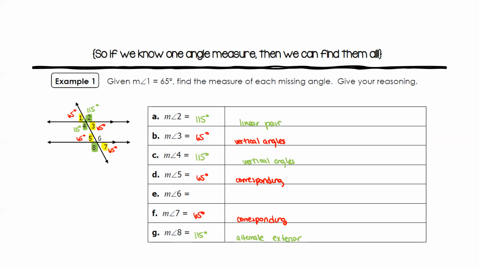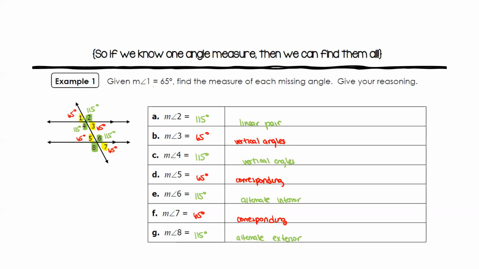And I know the measurement of angle 6 should also be 115 degrees because it's alternate interior to angle 4. So let me go ahead and fill that in. So that means the measurement of angle 6 is also 115 degrees because it is alternate interior to angle 4.